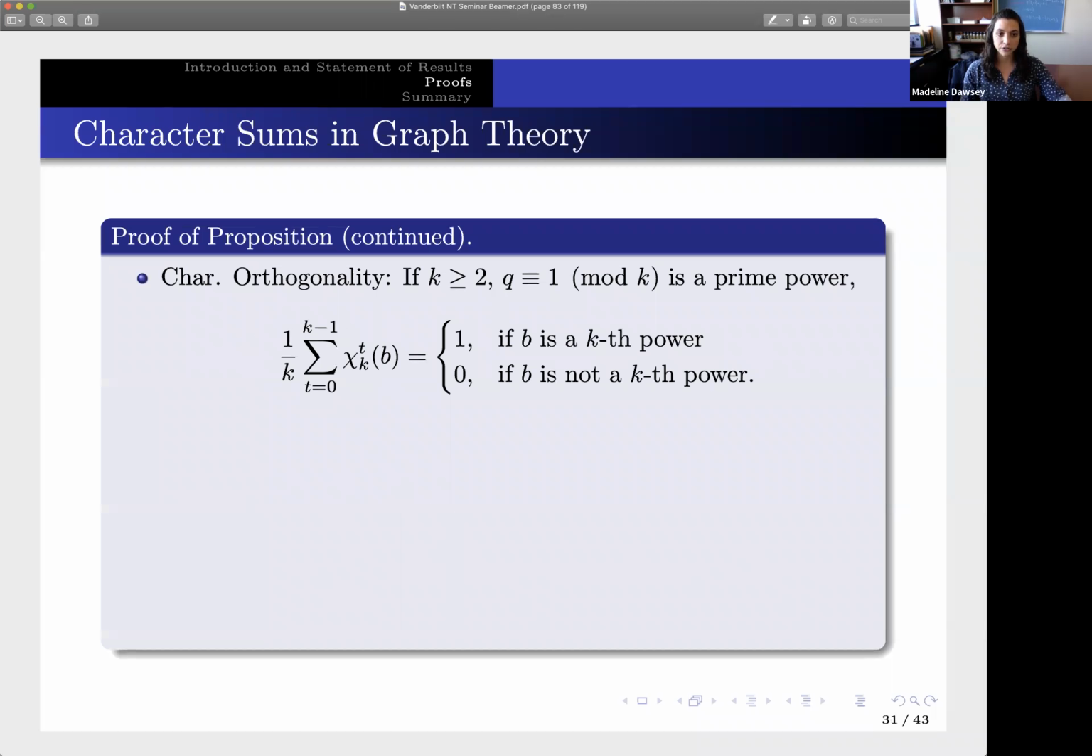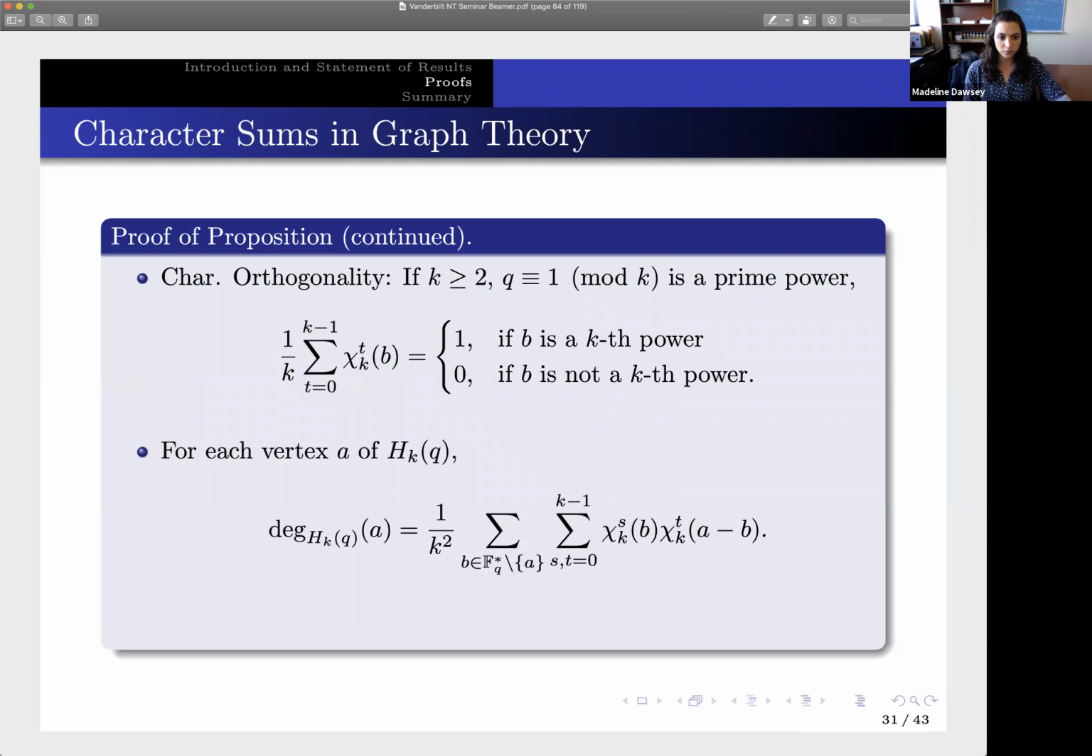We're also going to need character orthogonality. So this is a pretty basic result. If k is at least 2 and q is a prime power that's 1 mod k, then basically what this is saying is if you add up all the powers of chi k of b, the powers going from 0 to k minus 1, you get k if b is a kth power, and you get 0 if b is not a kth power.